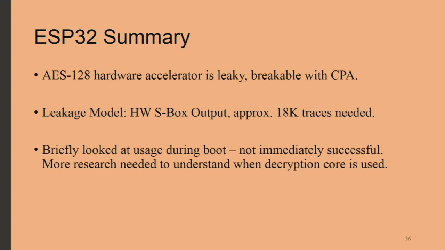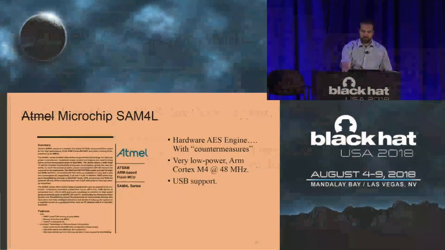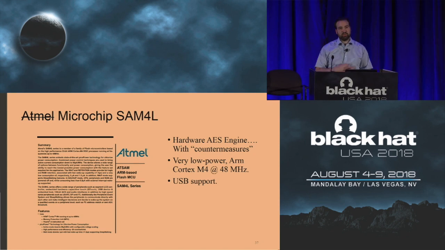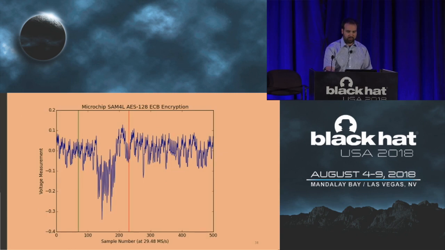So an interesting extension is to actually look at the device as it's booting, and if it's the same crypto core usage. The Microchip SAM4L, this one's kind of cool because the hardware AES engine has countermeasures. So some of these vary with how well they work, as we'll see in a second. It's a Cortex M4 running at 48 megahertz, so it's kind of a low power guy, but it's still got hardware AES. That's all we care about.